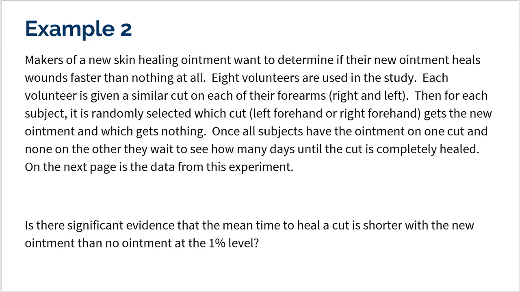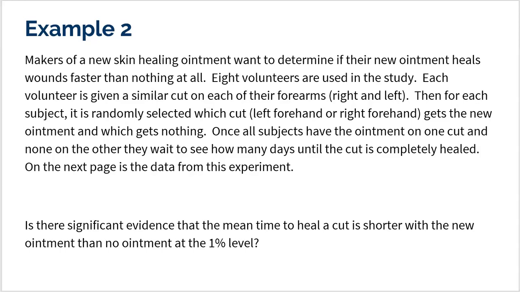So this is clearly a matched pairs experiment. Each person was paired with themselves. Left arm got something, right arm got something else. In this case, one arm got the ointment on the cut, the other arm did not get the ointment. So is there significant evidence that the mean time to heal a cut is shorter with the new ointment at the 1% significance level?